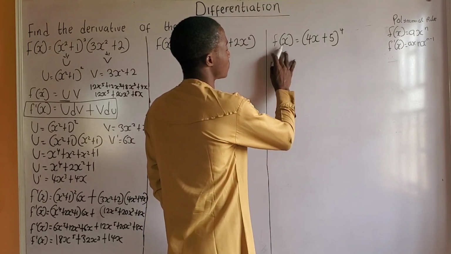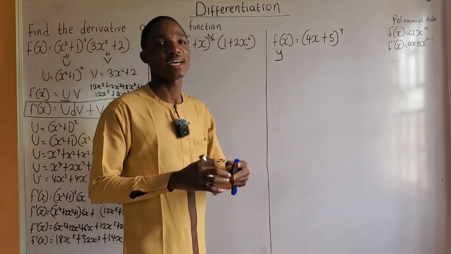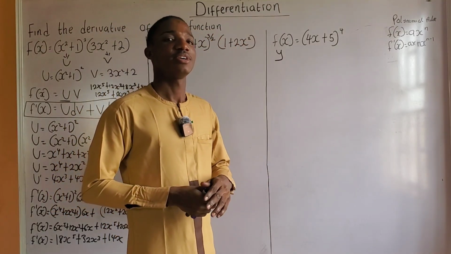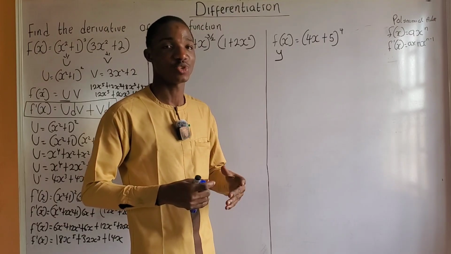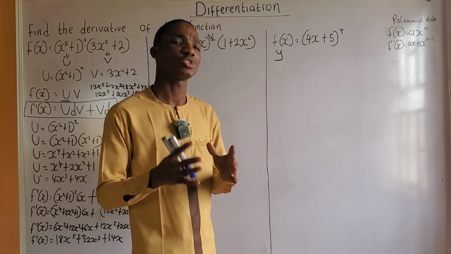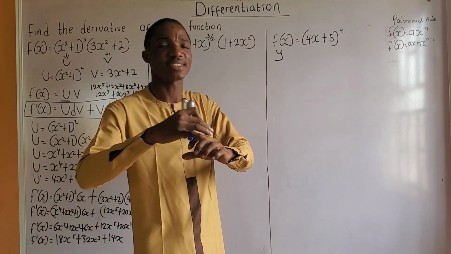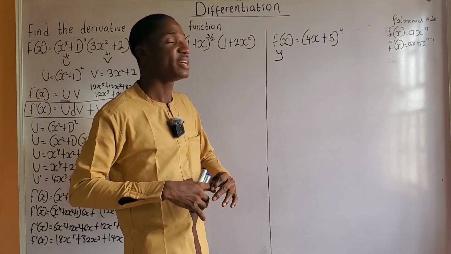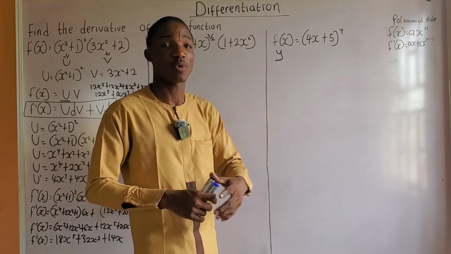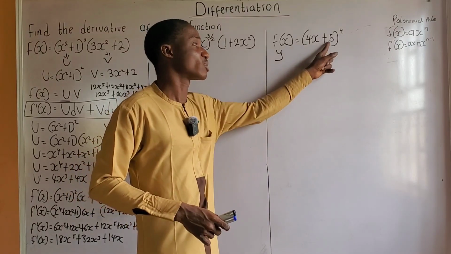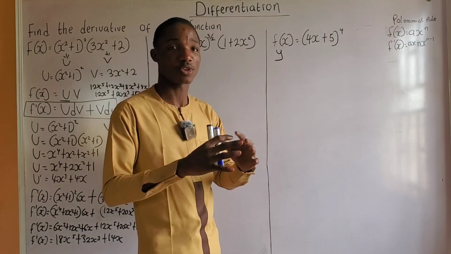In chain rule, if you have a function that has another function in itself, if you want to differentiate that function, the method that you're going to use is chain rule. Are you getting what I'm trying to say? Chain rule is used to differentiate a function of a function. That is, if you have a function that has another function in itself. A typical example of such function is f of x equals to 4x plus 5 raised to the power of 4, because 4x plus 5 is a function itself.